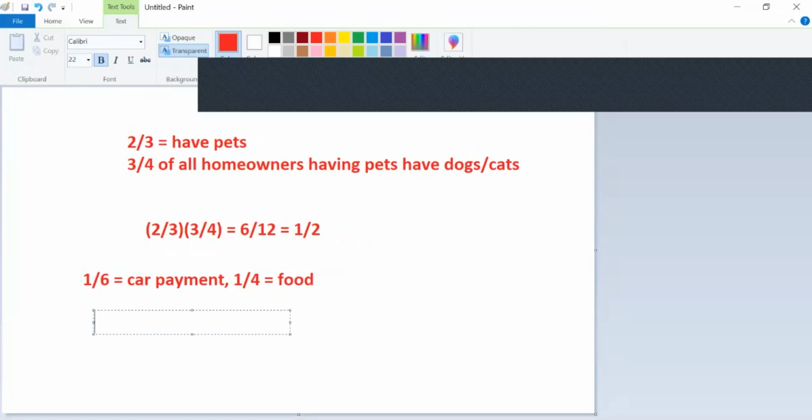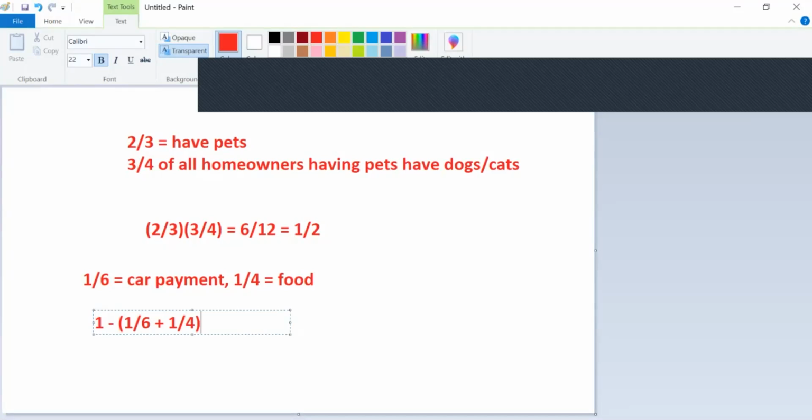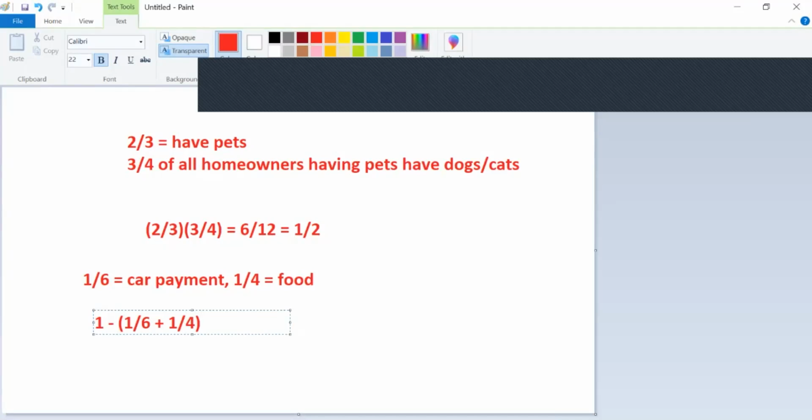So in the big scheme of things, it's going to be 1 minus these two values, 1/6 plus 1/4. That's really what you're doing. So we have to combine 1/6 and 1/4. We have to have a common denominator to do that. That's what we were taught. So what's the common denominator for a 6 and a 4? 12, exactly. It would be 12 because 6 times 2 would be 12, 4 times 3 would be 12. So we're going to convert both to 12s.